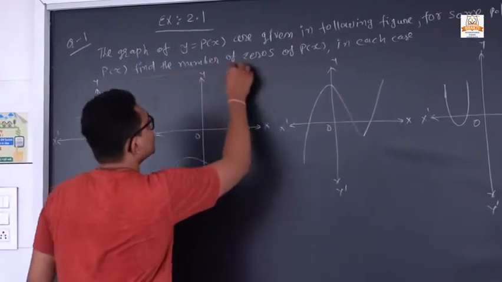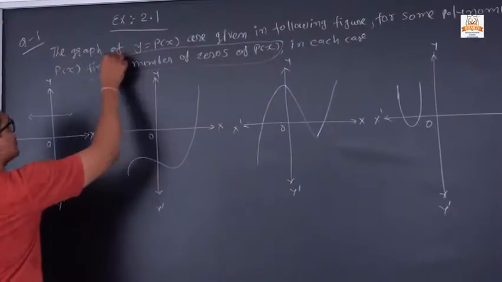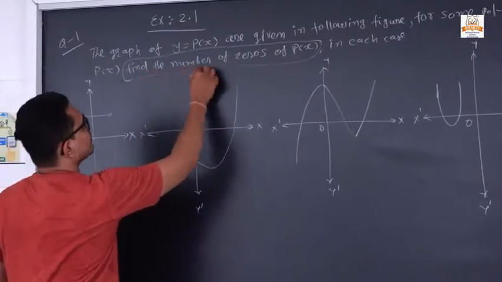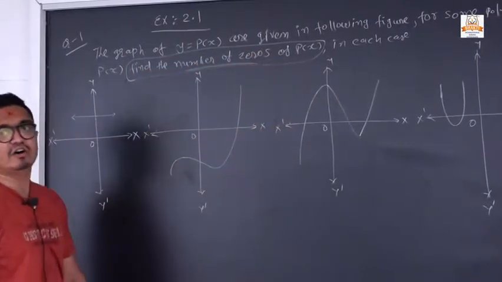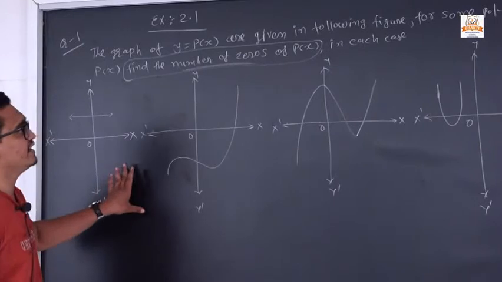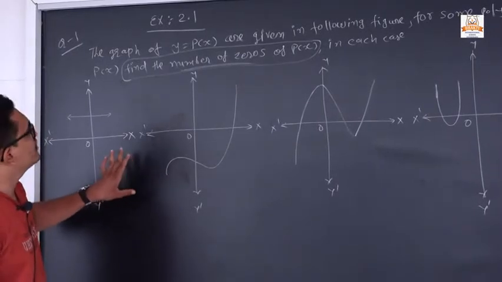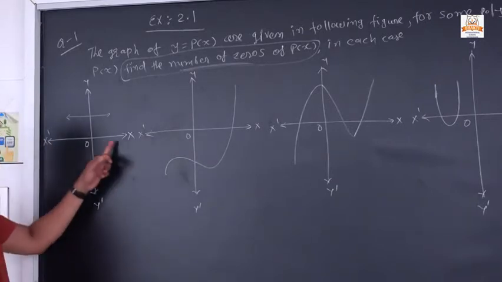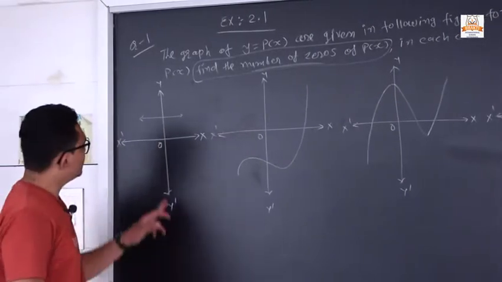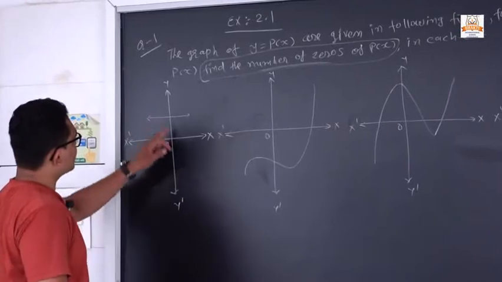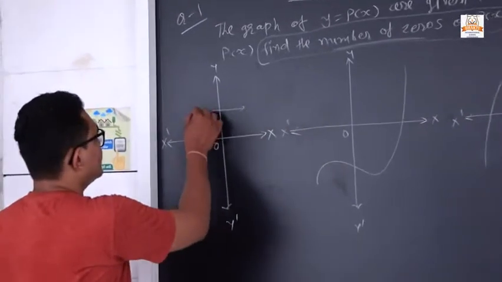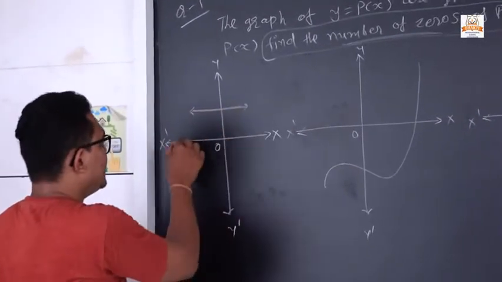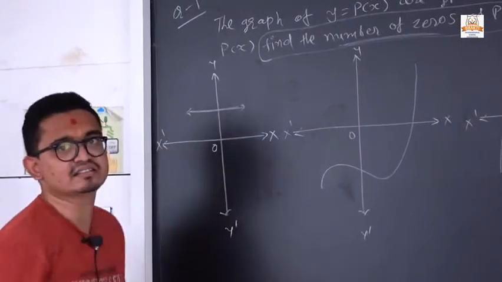So what do we want to find? This portion: find the number of zeros. We want to find how many zeros the graph actually has. So we can start with question number 1. See that graph. From the graph we can directly say that it cuts the y-axis, but it does not cut the x-axis.